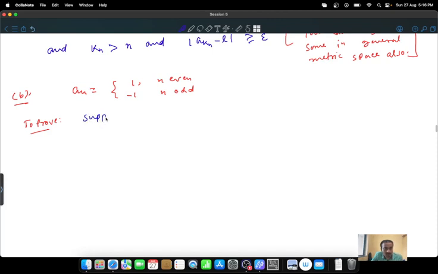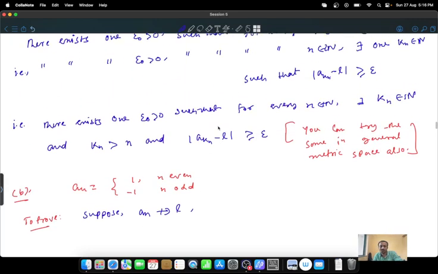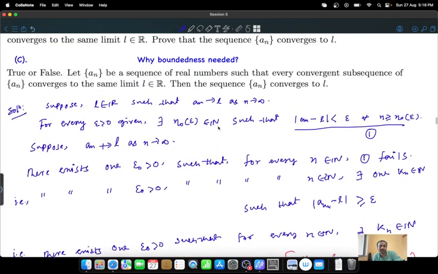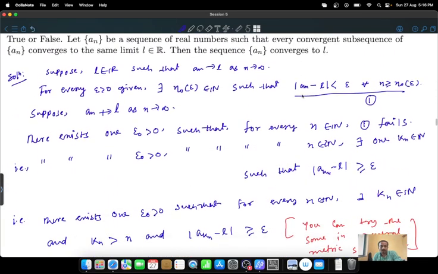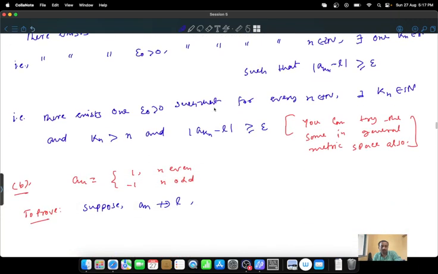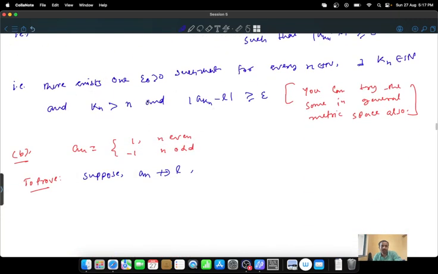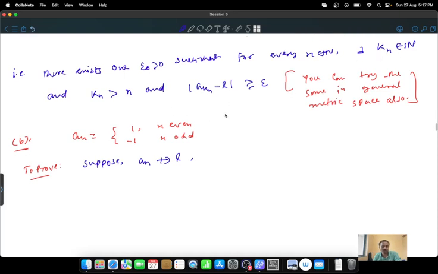Suppose a_n does not converge to L. So now suppose a_n does not converge. That means there does not exist any real number such that it converges. Okay, so here it does not converge to L. Now what I have just said, let us copy this line here, that there exists at least one epsilon such that for every n there exists k_n depending upon n such that blah blah blah holds.